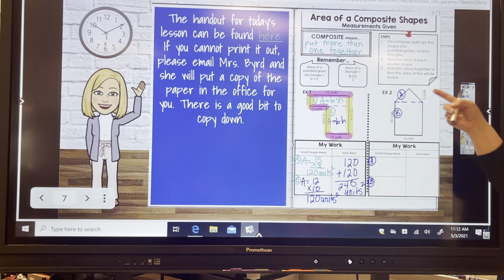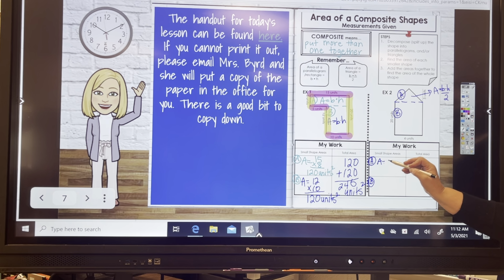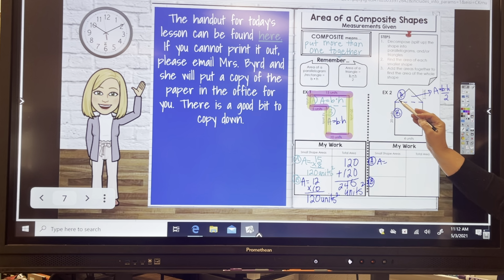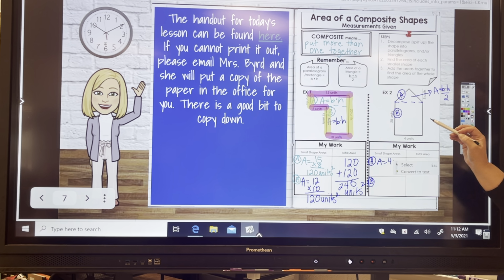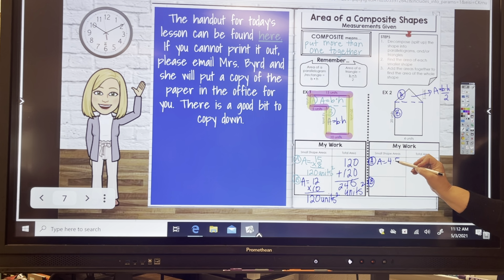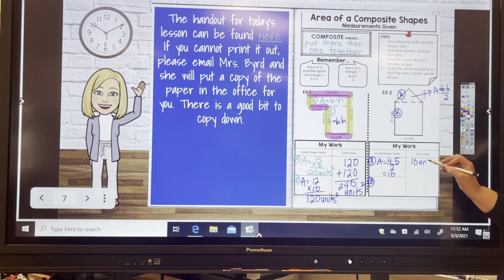All right, so what's the formula for the area of a triangle? Base times height divided by 2. Now, this is a little tricky. What's the base of my triangle? 4. What's the height? 5. Divided by 2. 20 divided by 2 is 10. I'm going to go ahead and write it over here to save me a step in a minute. 10 units squared.